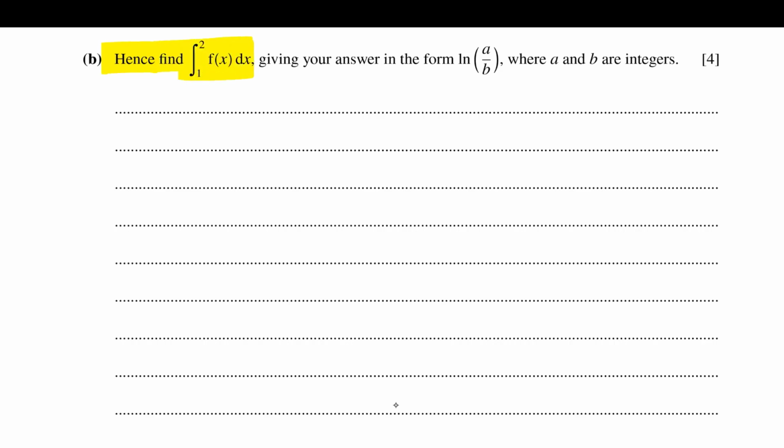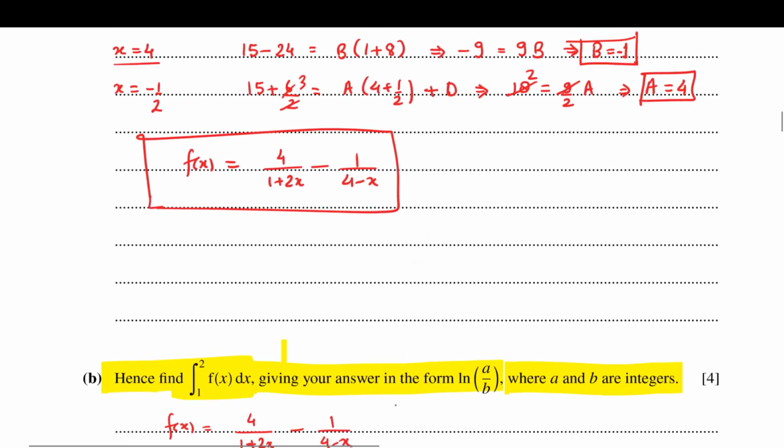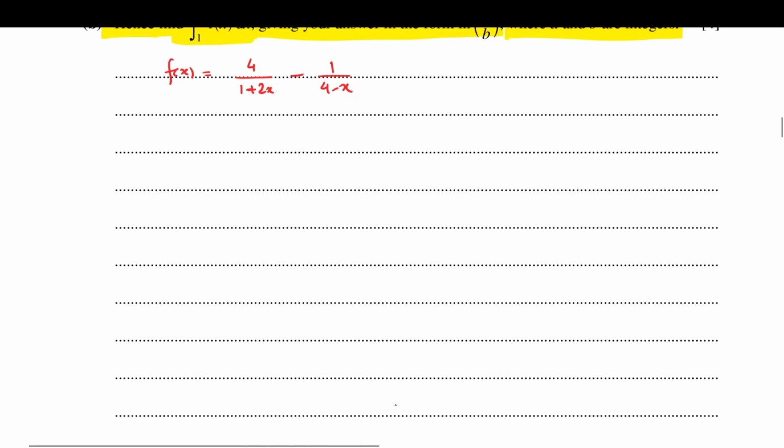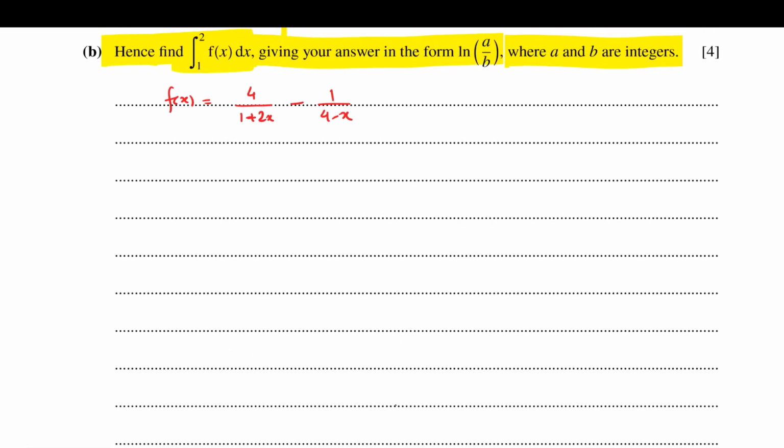Hence find the integration from 1 to 2 of f(x) dx, giving your answer in the form ln(a/b), where a and b are integers. So from the first part we have seen that f(x) is 4 over (1 + 2x), sorry, and then minus 1 over (4 − x). We will check it again. 4 over (1 + 2x) minus 1 over (4 − x).